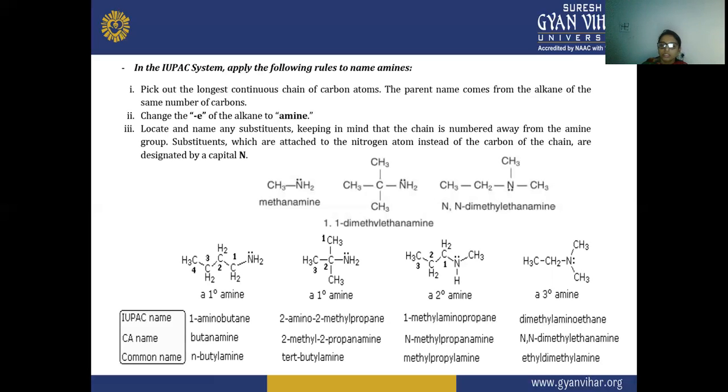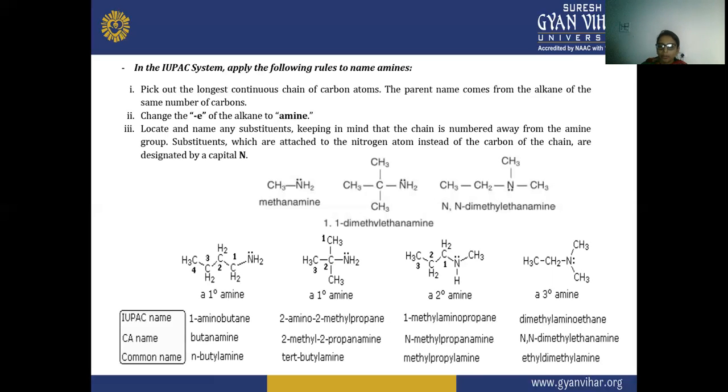So in this case, you can see there is two hydrogen atoms that have been replaced by this alkyl group. So its name is 1-methyl aminopropane. So on the first carbon atom, there is an attachment of this methyl amine group. So that is why its name is 1-methyl aminopropane.